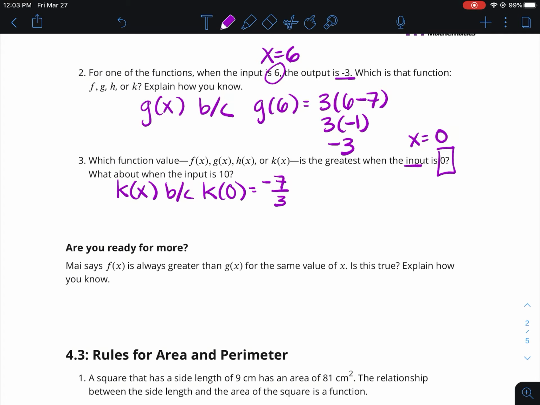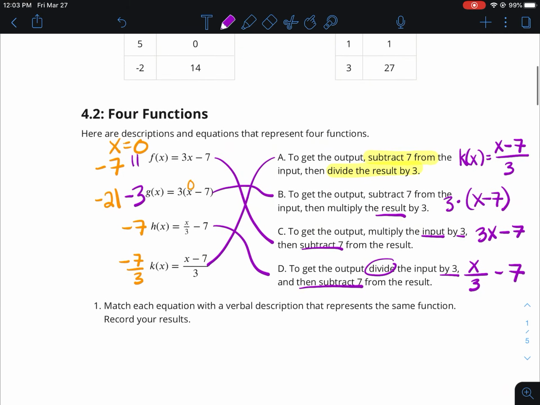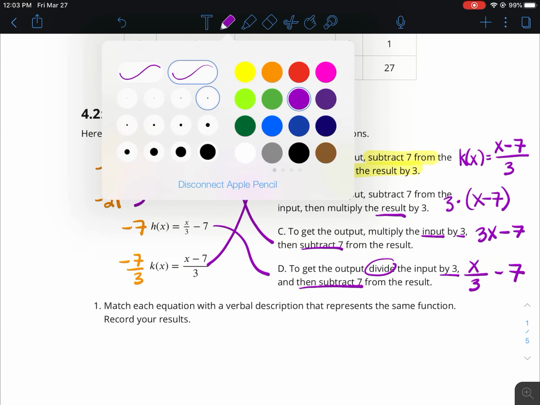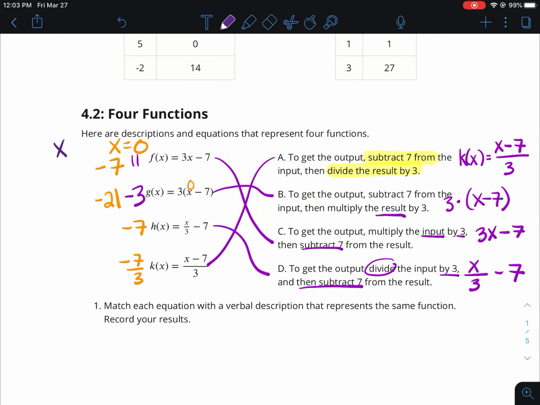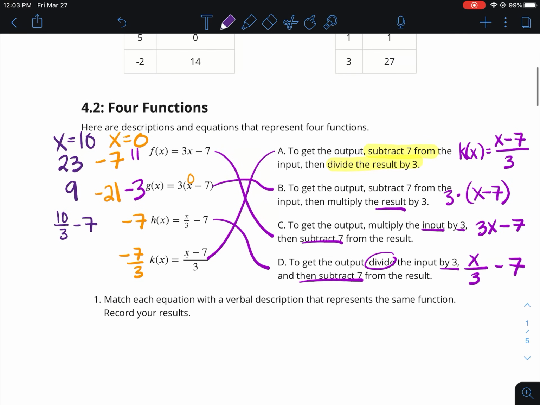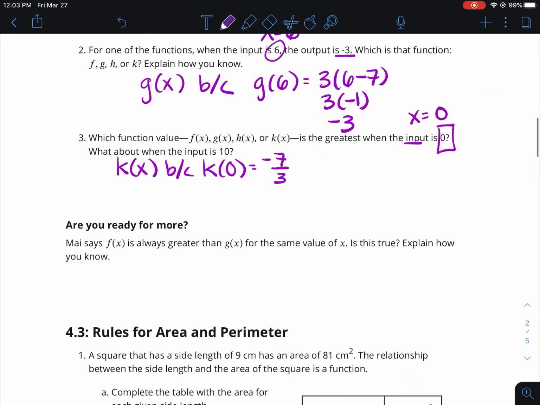What about when the input is 10? So I'm going to do x equals 10. We'll do that in a different color. We'll do that in purple. So 30 minus 7 is 23. 3 times 3 is 9. 10/3 minus 7. I'm just going to leave that 10/3 minus 7. It's definitely going to be negative. So I'm not going to worry about it. And then 10 minus 7, 3 over 3 is a +1. So it would be f of x.